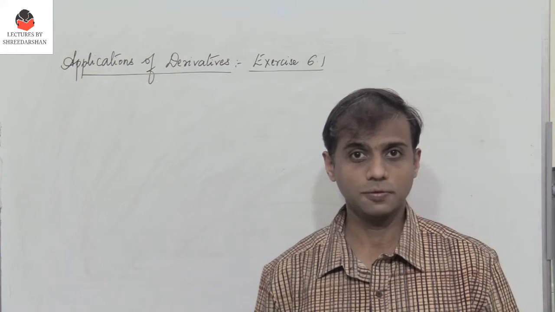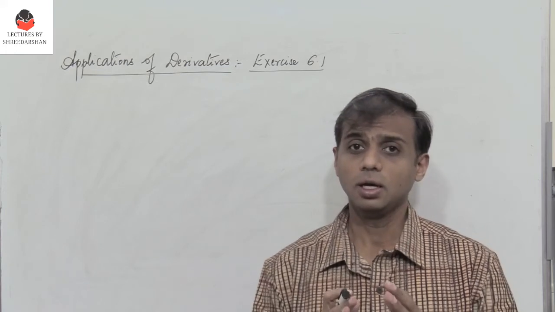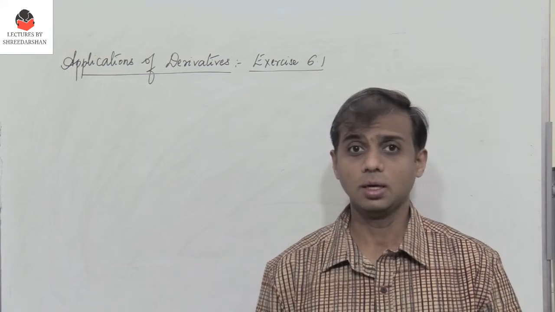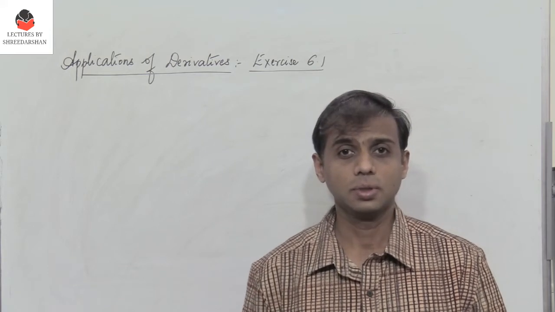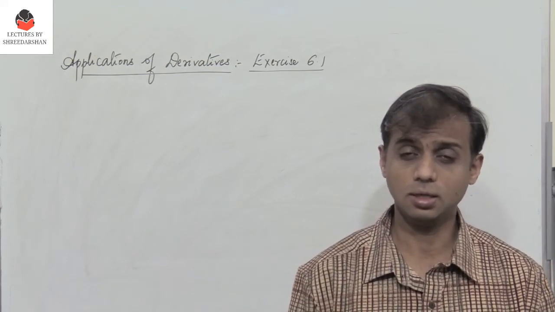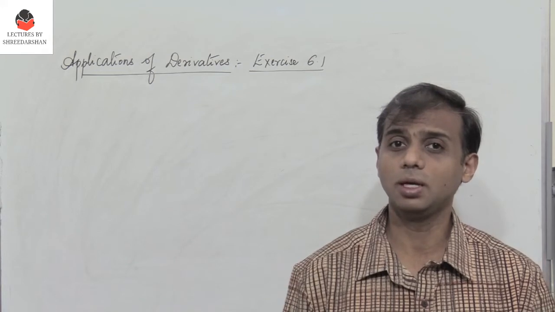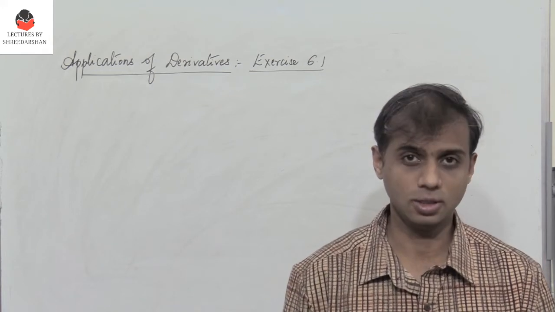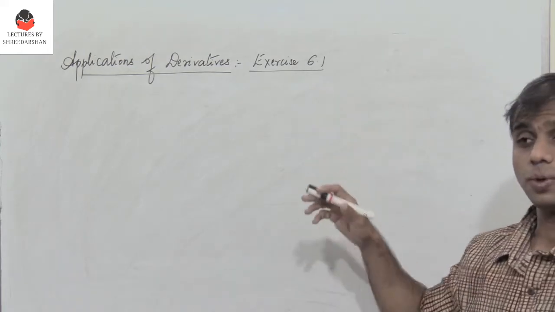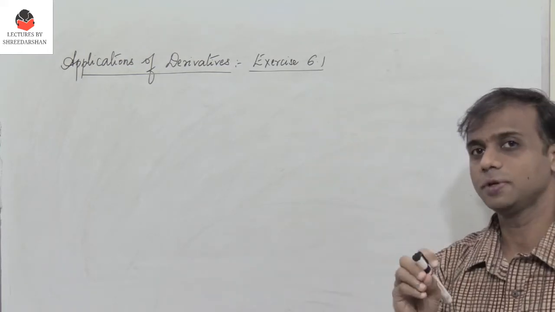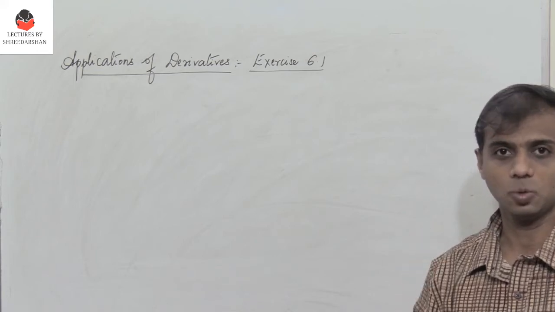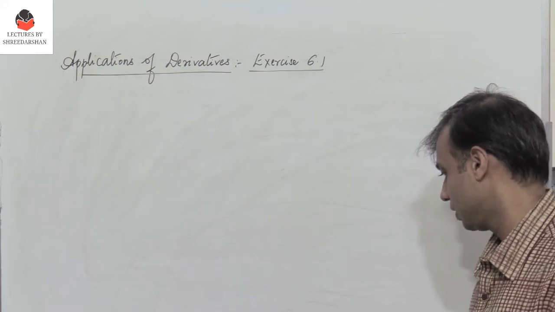I hope you have gone through the first lecture, where we have in brief seen the different applications of derivatives. So we got to know that the applications of derivatives can be classified into 5 main categories, and the first one happens to be to find the rate of change of different quantities. So in exercise 6.1 we shall be solving all the problems, where all the problems deal with the first category, where we talk about the rate of change of a given quantity. So let's go ahead with the first problem.